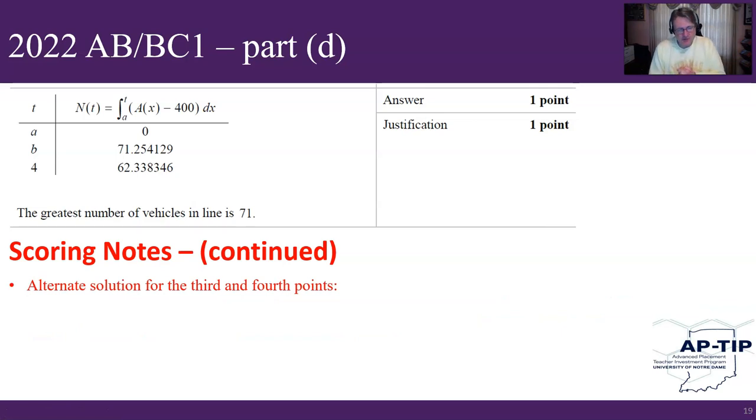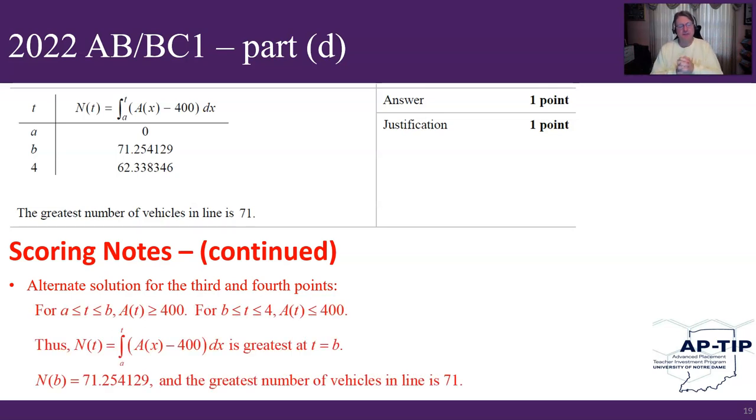Alternate solution for the third and fourth points. Sometimes this happens. I will tell you, a student really has to jump through a lot of hoops if they decide to use more of a local argument for this maximum than a global, as the candidates test suggests. So the student would have to communicate the fact that the A of t function is greater than or equal to 400 along the interval a to b. And afterwards, from b on up to 4, that A of t function is negative.